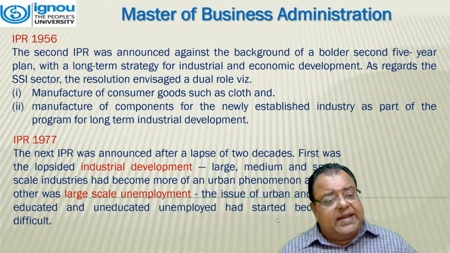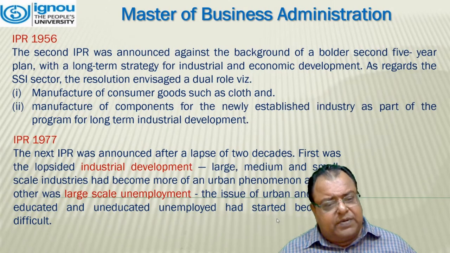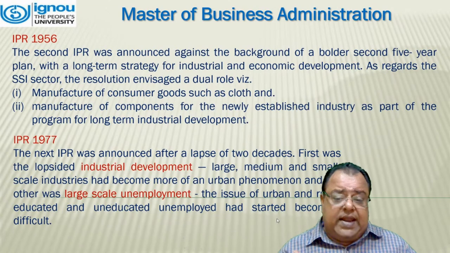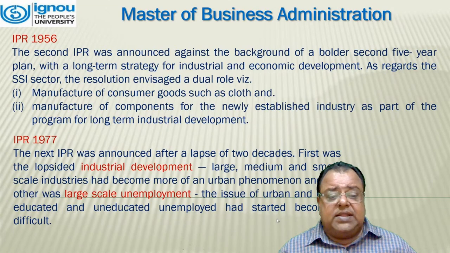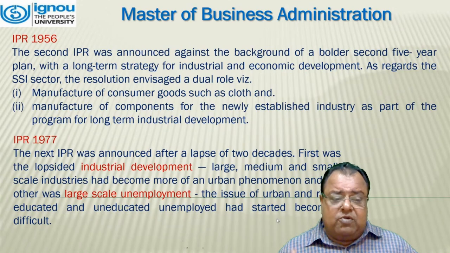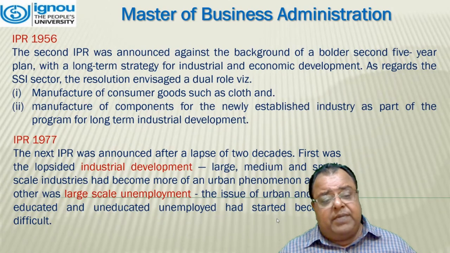The next IPR was in 1977, which was announced after a lapse of almost two decades. First was the multi-sided industrial development that includes large, medium, and small scale industries, which had become more of an urban phenomenon, and the other was large-scale unemployment. The issue of urban and rural educated and uneducated unemployed had started becoming difficult.